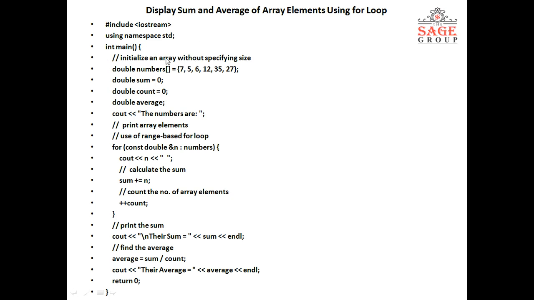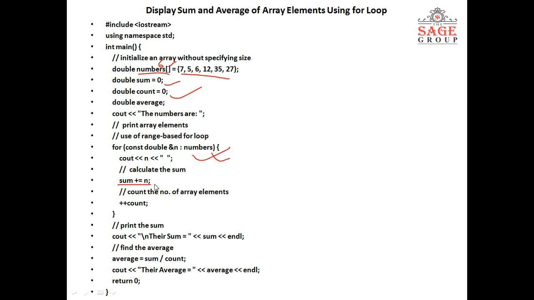So this is display sum and average of array elements using a for loop. I have the declaration here, and I didn't write any number, so the length of this array will be allocated automatically: 1, 2, 3, 4, 5, 6. It will automatically be an array of 6 elements. So this is initialization of two variables. Here we have used that same formula, the range based for loop, where we store the address.